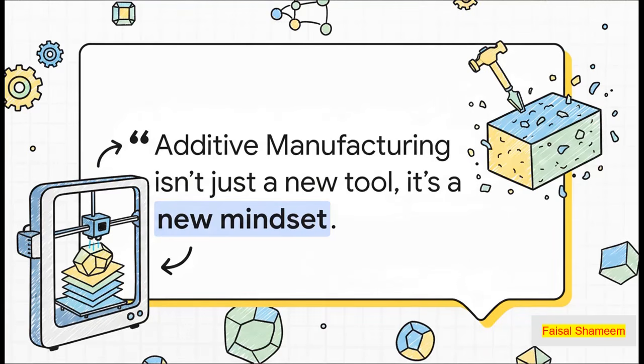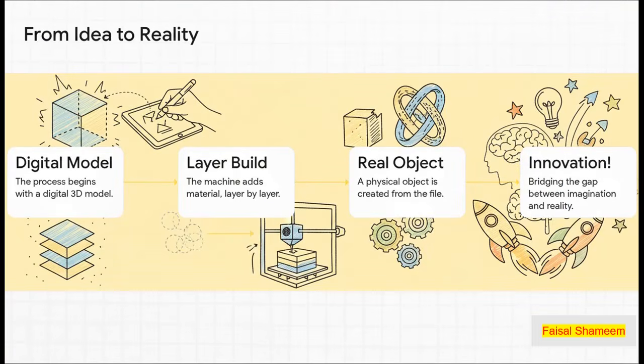Additive manufacturing isn't just some new tool you put in the toolbox. It's a completely new way of thinking about design, a whole new mindset. It forces us to rethink how we create things, right from the very beginning. For engineers, this technology literally bridges the gap between a wild idea on a computer and a physical object you can hold in your hand.